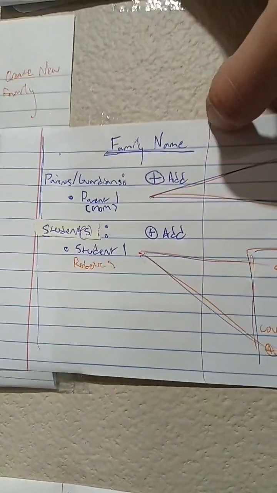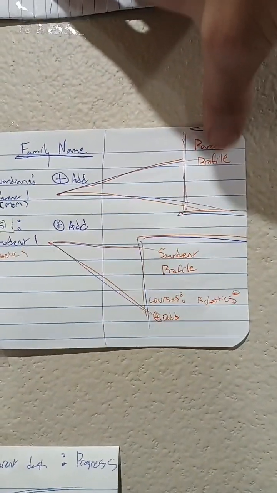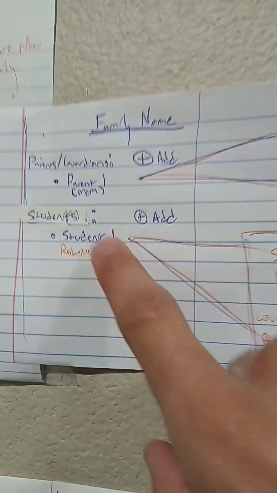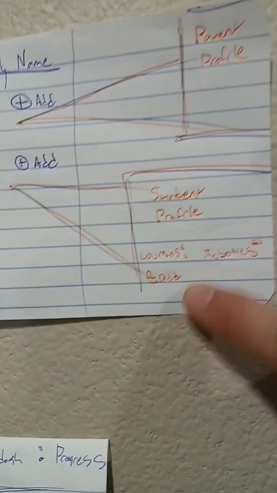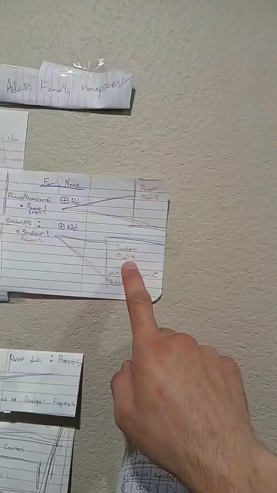Family name, which they can edit. Parents, guardians, you can add. Clicking on it would go to a parent profile. Students, you can add student. Clicking on it would go to a student profile, and you can link them to courses. So this establishes a family, actually links up a family, links a student to a parent respectively, and that's a huge sort of missing component, I suppose.